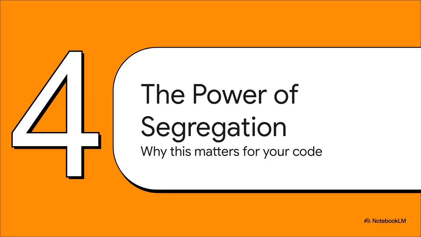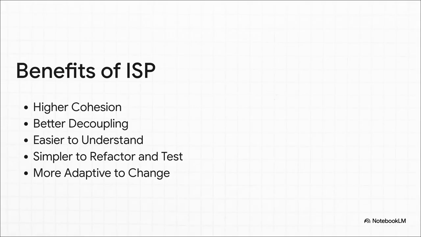Now, this isn't just some academic exercise to make our code look pretty. Applying this principle has real, practical benefits for the long-term health of your entire code base. When you create these smaller, focused interfaces, you automatically get higher cohesion. Each interface is dedicated to a single clear role. That leads to much better decoupling, since your classes only depend on the exact methods they need. And what does that give you? Well, it makes your code way easier to understand, way simpler to test in isolation, and a whole lot easier to refactor down the road. Your system just becomes more adaptable and resilient to change.